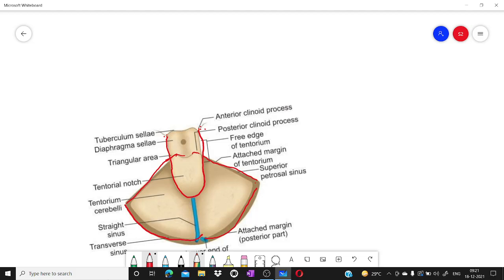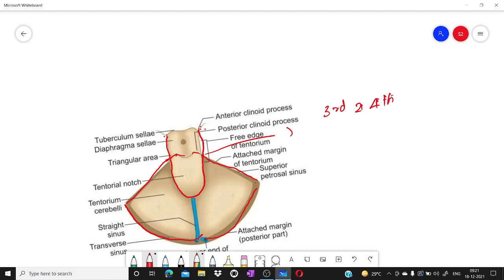So at the point of intersection of the attached part and the free part, there is a triangular area and two nerves which are related to this triangular area, that is the third and fourth cranial nerves, the oculomotor and the trochlear, are the two cranial nerves which are related to the point of intersection of the attached and free part of the tentorium cerebelli.